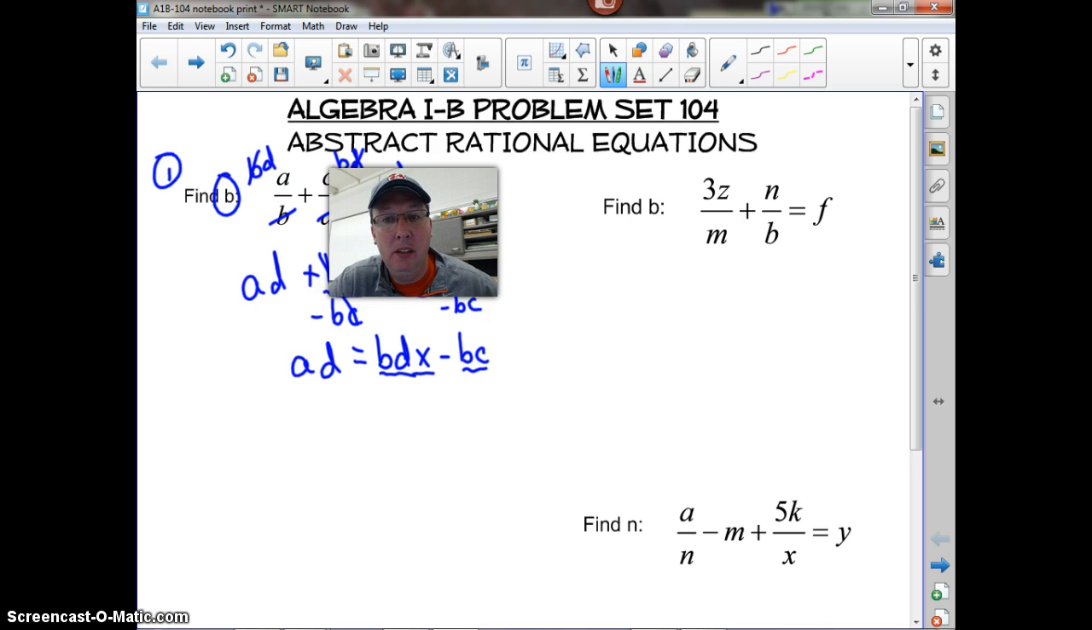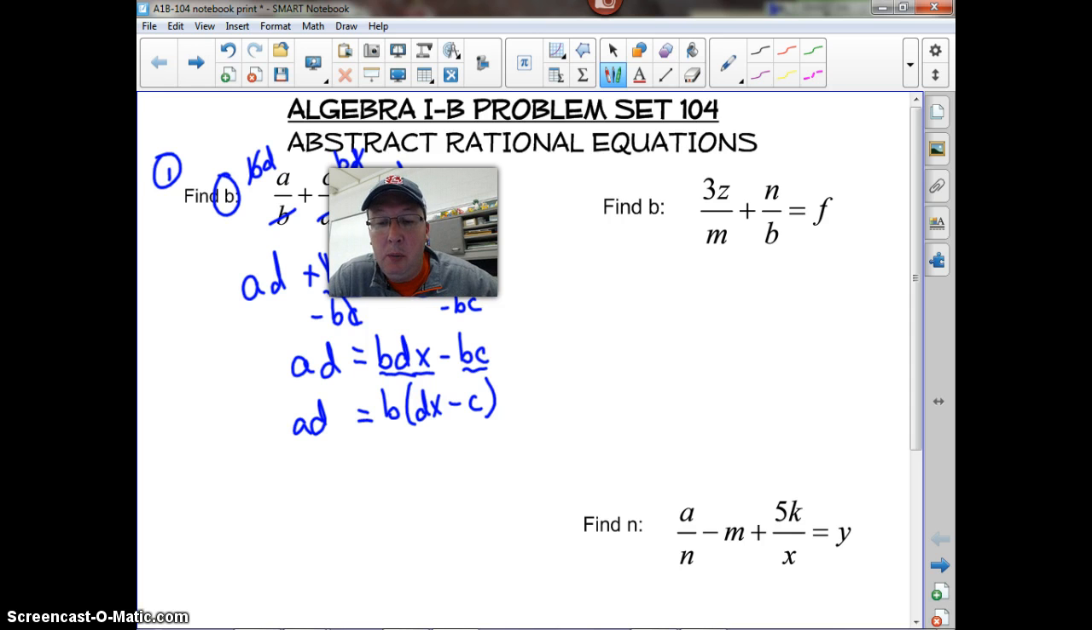So my next step, I'm trying to get just a B by itself on one side. Since these two terms on the right side both have a B in it, I'm going to factor that B out. And by factoring it out means I'm going to pull it out front. The left side is going to stay AD. But on the right side, since I'm pulling that B out of both terms, I've got to look at what's left. I'm left with ADX minus AC.